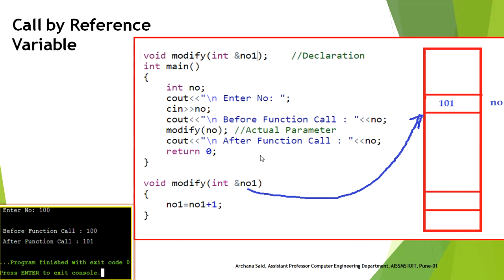So these are the different ways of calling a function. To summarize, if you don't want the changes to be reflected in the calling function, you should go for call by value. If you don't want to return anything but still you want the changes to be reflected in the function from where it has been called, you should go for pointer or reference variable.